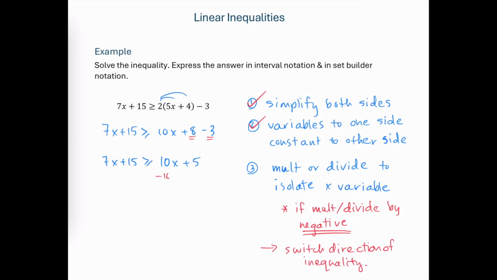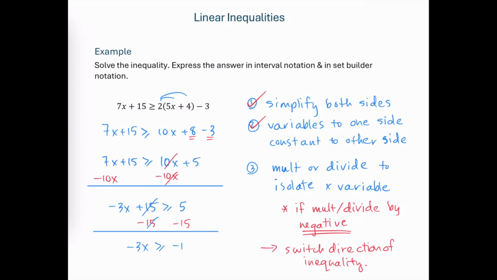Let's take the 10x to the left, getting our variable terms to the left-hand side, so that we get negative 3x. We still have plus 15 is greater than or equal to. The 10x is canceled out, and we now have just the 5 on the right. If we move our constants then to the right, we'll be subtracting 15 from both sides. So these 15s cancel on the left, and I have negative 3x is greater than or equal to negative 10.